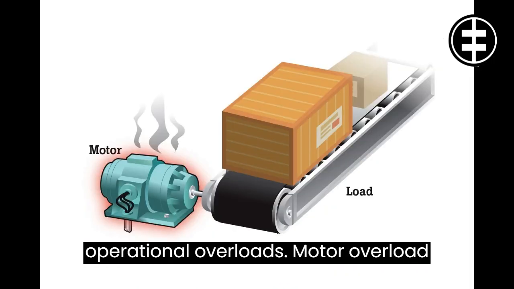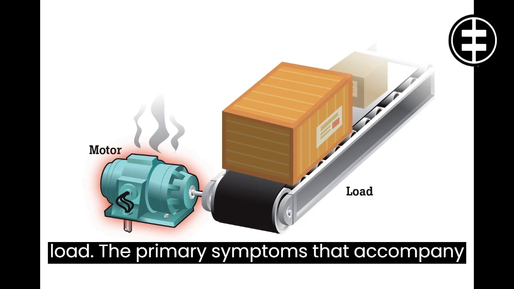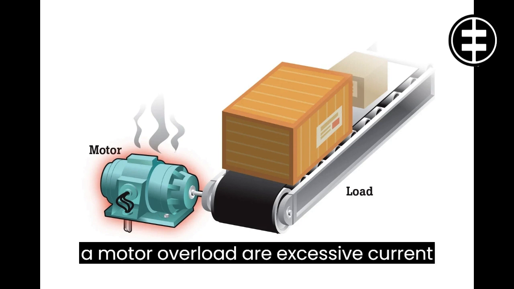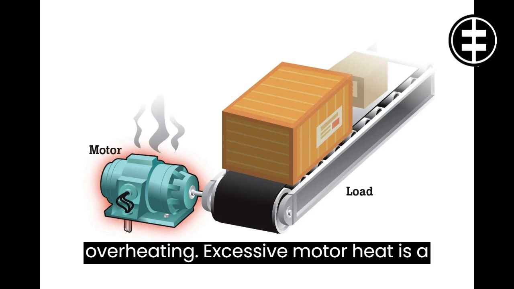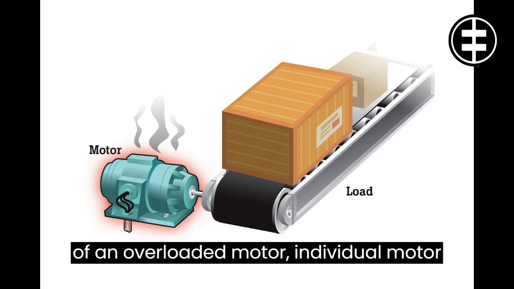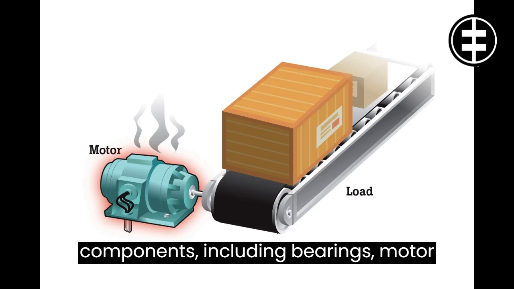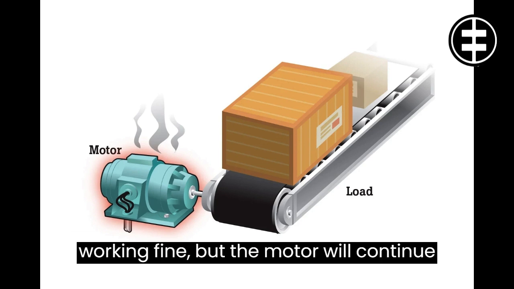6. Operational overloads. Motor overload occurs when a motor is under excessive load. The primary symptoms that accompany a motor overload are excessive current draw, insufficient torque, and overheating. Excessive motor heat is a major cause of motor failure. In the case of an overloaded motor, individual motor components including bearings, motor windings, and other components may be working fine, but the motor will continue to run hot.